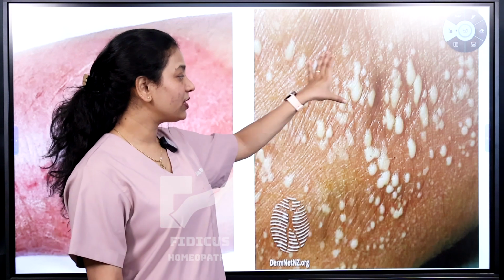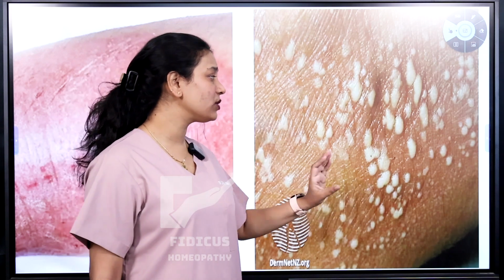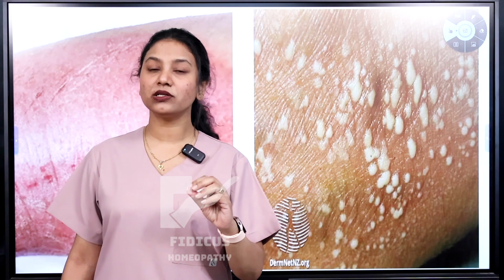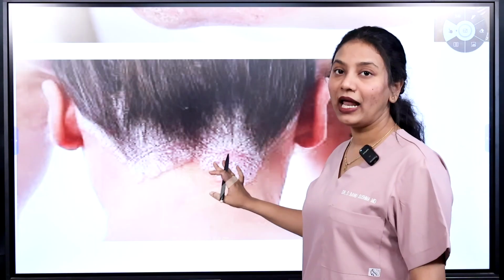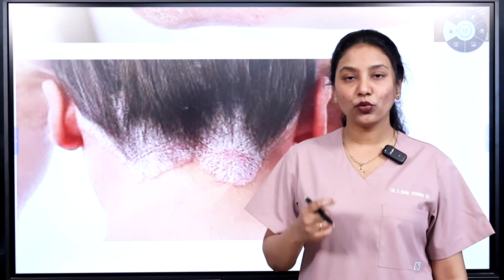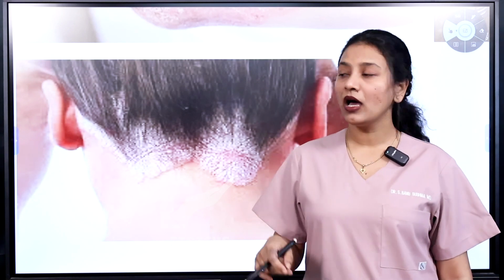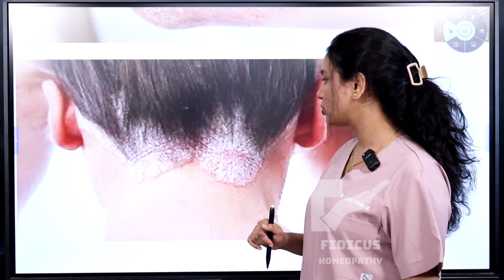So this pustular kind of psoriasis can be present usually on the limbs or on the hands, and even on the face and in the lesser parts like the trunk. Coming to scalp psoriasis, many people who are under stress, especially men, are more prone to scalp psoriasis.